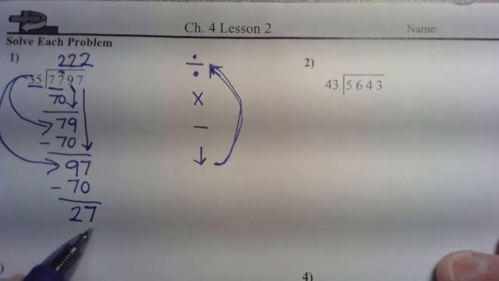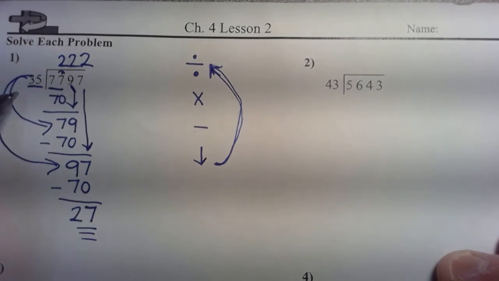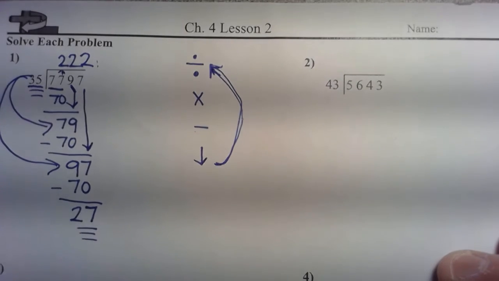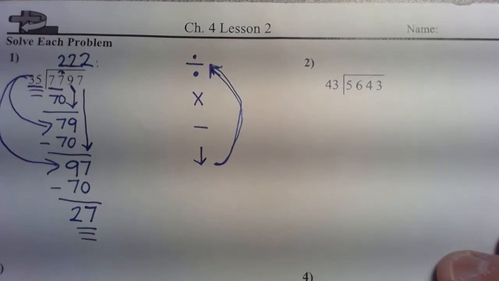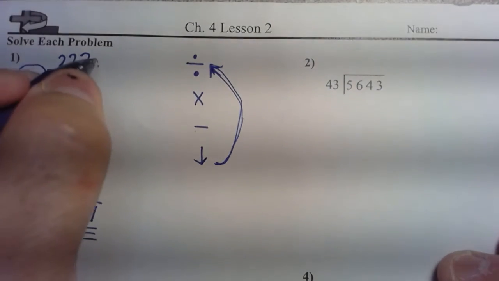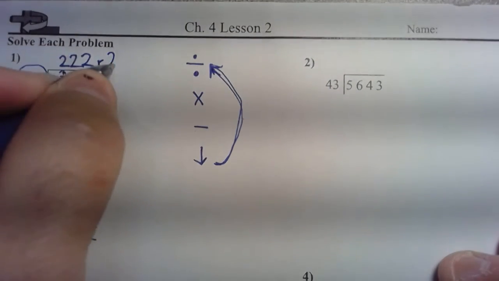Now remember, this number here has to be smaller than this number here for you to be done. Because do we have anything else to bring down? No. And I know you look at it and say 27 remainder. That's a lot. But remember, it's smaller than this number here, so we're fine. So you're going to say 222 remainder of 27.